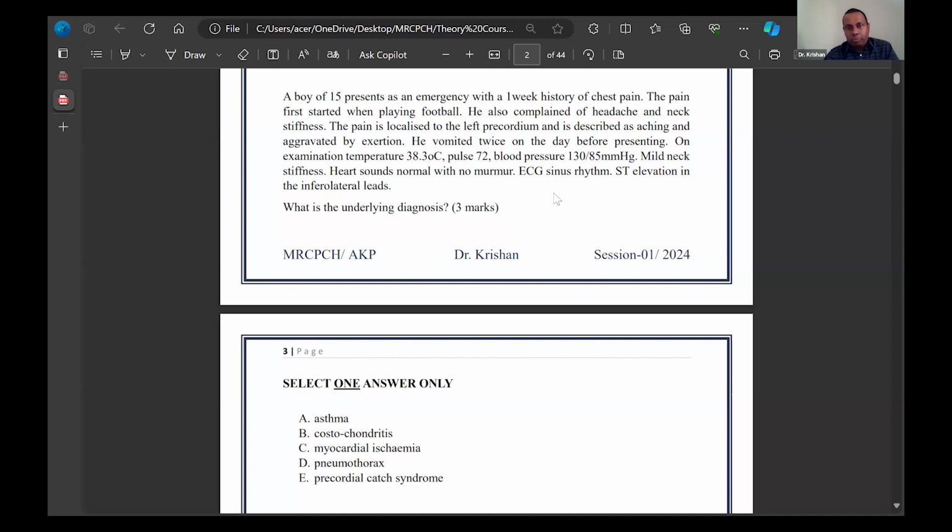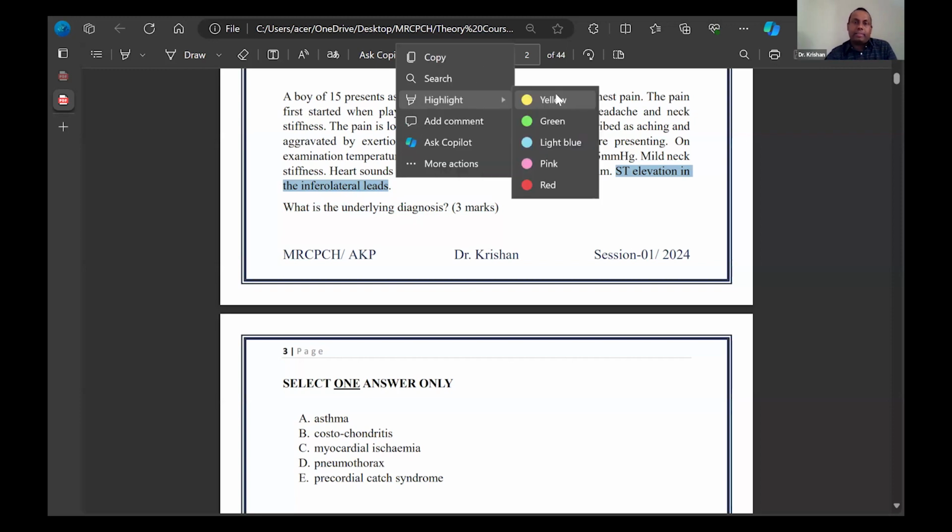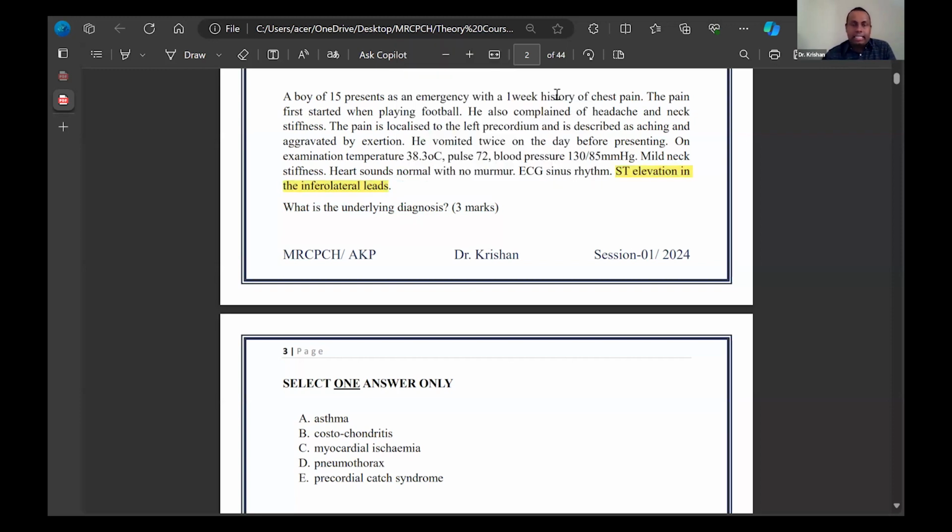Right, now this time, there is a history of chest pain, and they also give some examination findings, but this is very important. Sinus rhythm, ST elevation in inferolateral leads. So there is ST elevation. What does this indicate? There is significant cardiac pathology going on. That is why he has got ECG changes.